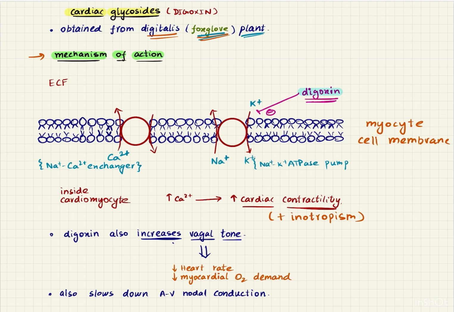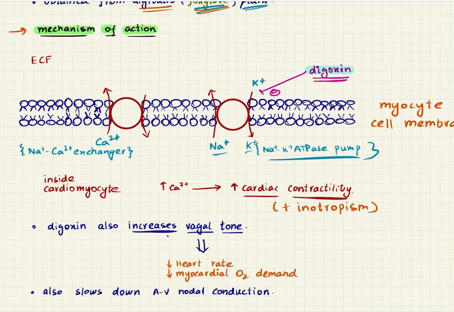Okay, now let us see about the mechanism of action of this particular drug. Digoxin is an inhibitor of the sodium potassium ATPase pump. For understanding the mechanism of action of digoxin, we have to understand the operation of two different transport mechanisms which exist in the myocyte cell membrane: a sodium potassium ATPase pump and a sodium calcium exchanger.